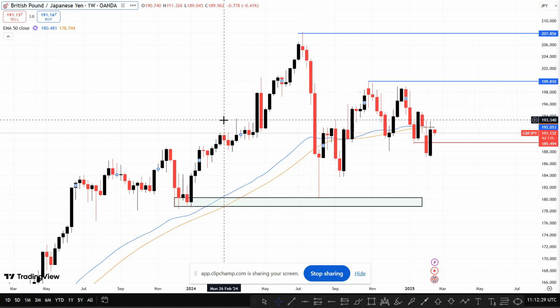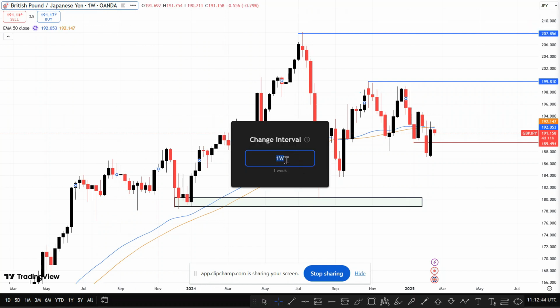Then when we talk about market structure, we talk about time frames, because you can't talk about market structure without considering the time frame. So we have different time frames. If you look up here, you will see I'm on a 1 week time frame. You can go as far as 1 month, 1 year, depending on the type of trader you are.